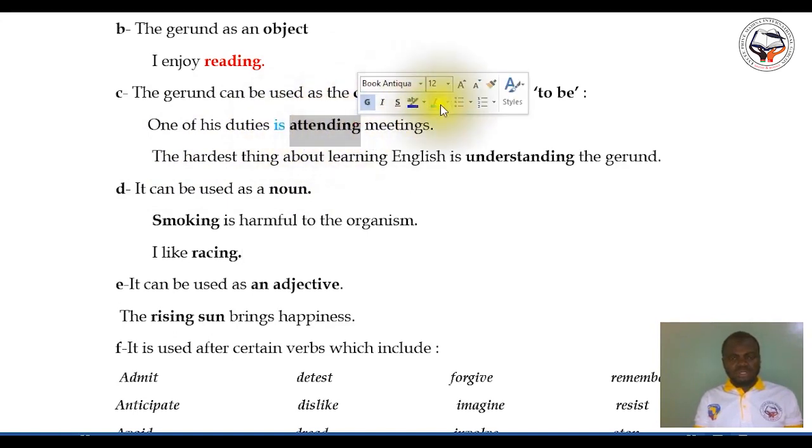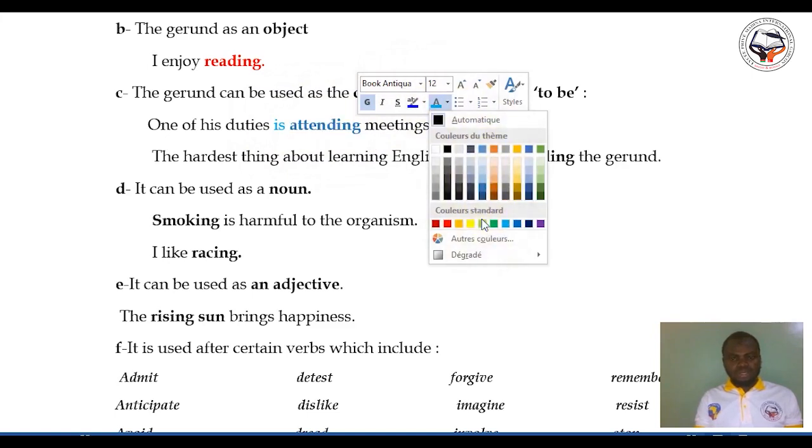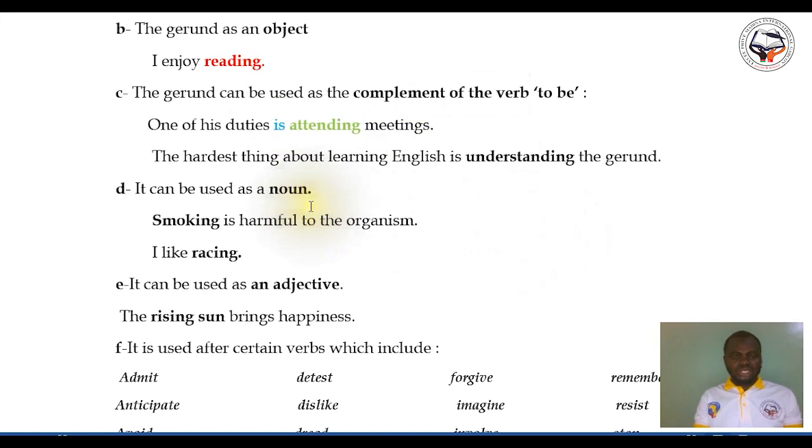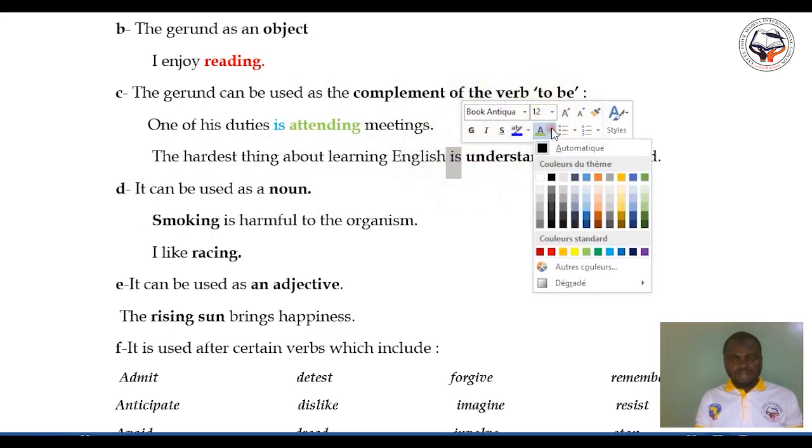Let me put it in color. One of his duties is attending meetings. The hardest thing about learning English is understanding the gerund. So attending is a complement of the verb to be, and understanding here is also the complement of the verb to be. Let me put each of them in color.